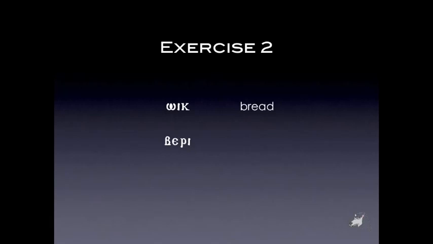Here again we have a vita followed by an A, so the vita is going to have a V sound since it's followed by a vowel. And again, the letter that looks like P in English is in fact an R, it's a rho. So this is veri, which means new.